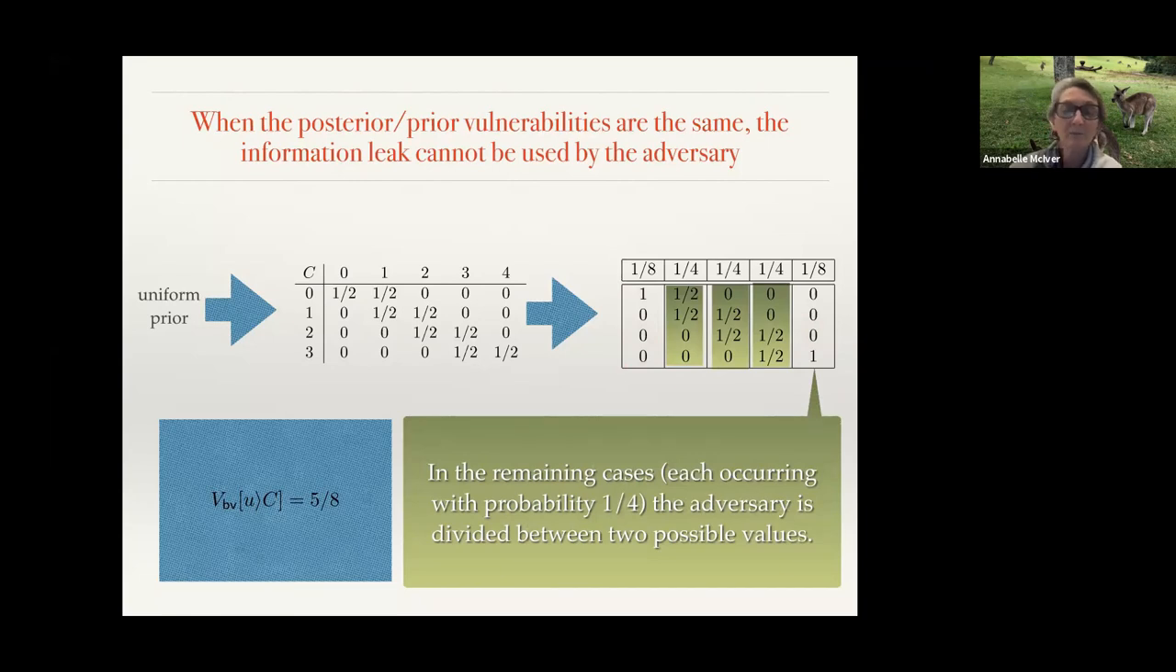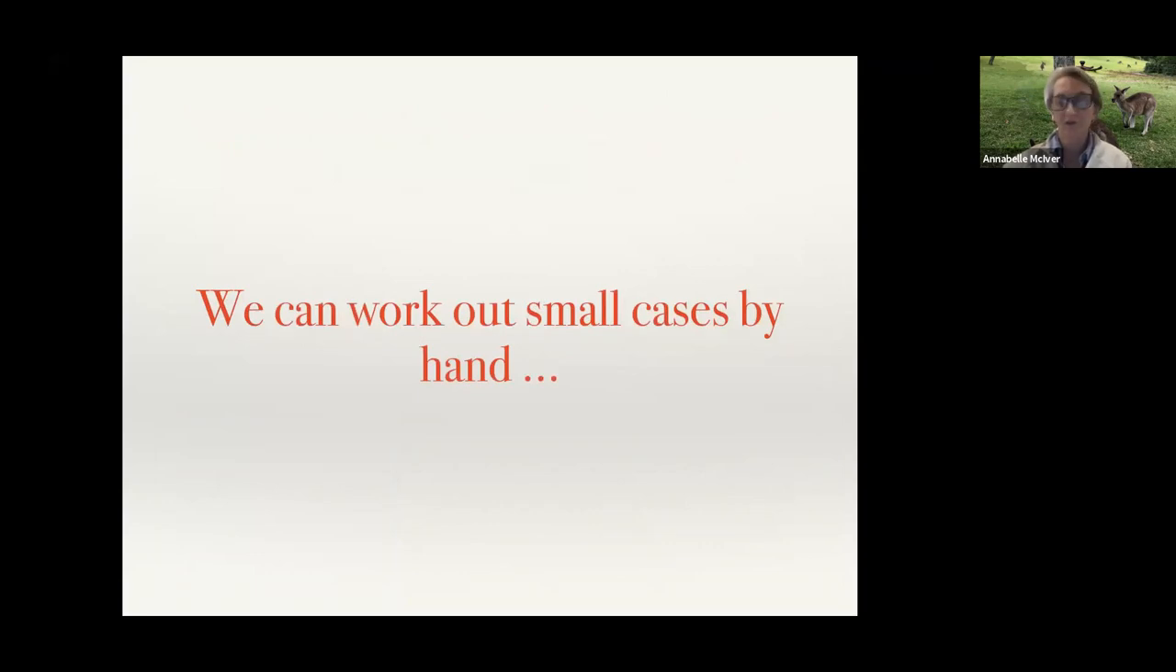So when we put all that together with Bayes vulnerability, we see that before this program was run, the adversary only knew the password up to four possibilities. So it would be one quarter, but now it's gone up to 5/8. So this is quite a leaky program. It was quite good for the adversary. All right.